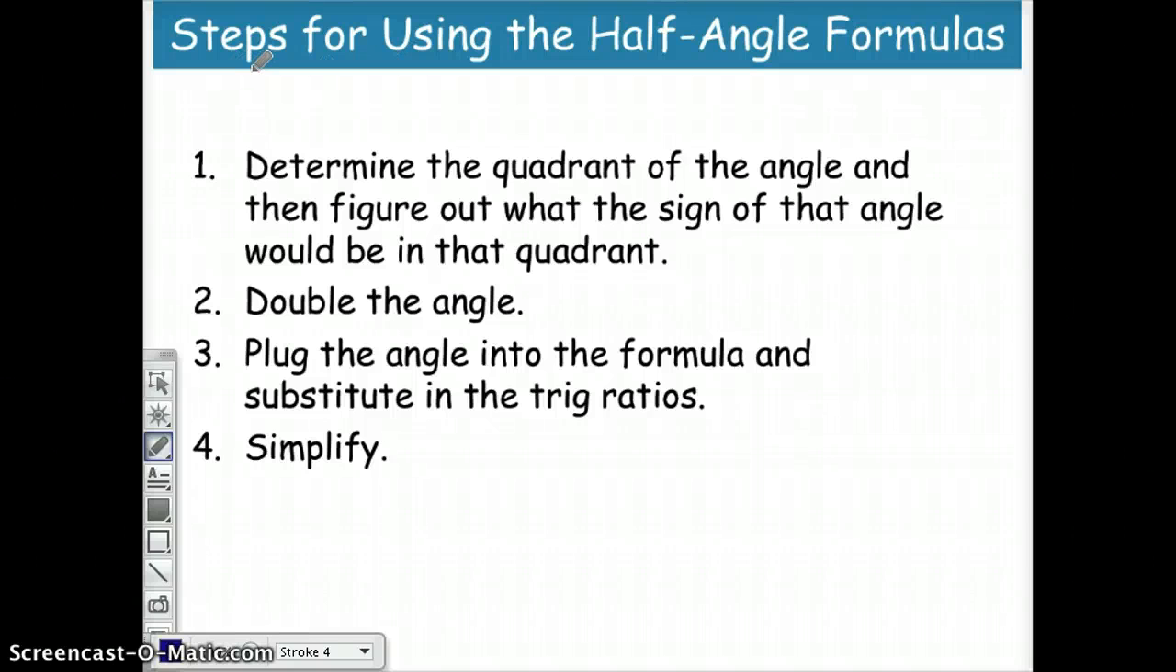Here are the steps we're going to follow for using the half-angle formulas. First, we're going to determine the quadrant of the angle and then figure out which sign to use, positive or negative, based off which quadrant it lies in. Then we're going to double the angle and just make sure that it falls on the unit circle, because if not, we're not going to be able to use these half-angle formulas. Then we're going to plug the angle into the formula and then substitute in the trig ratios, and finally we're going to simplify.